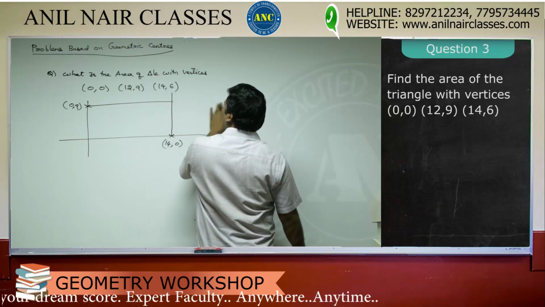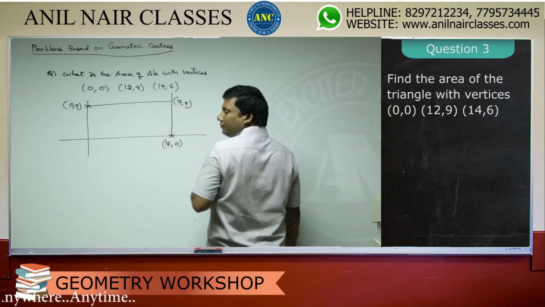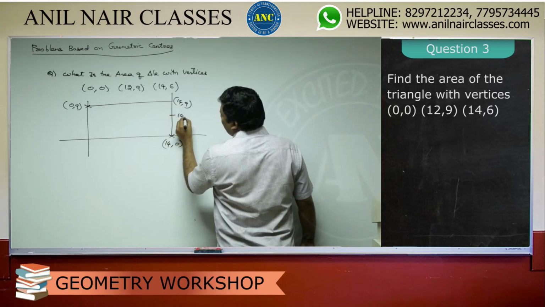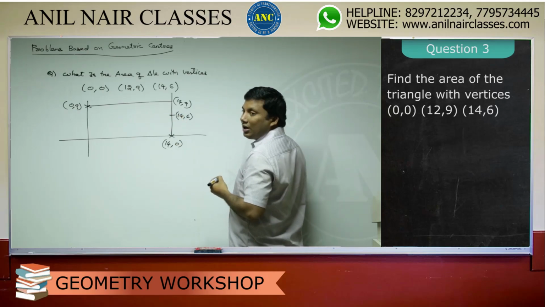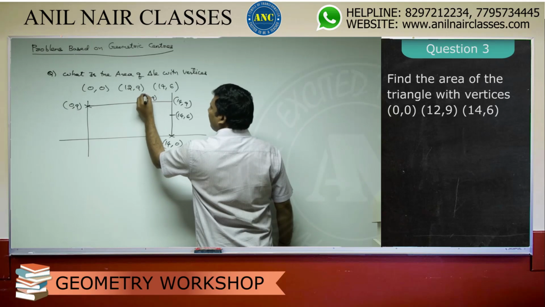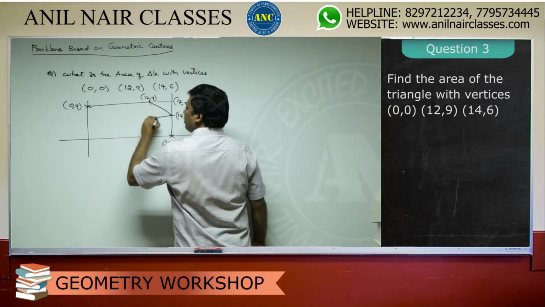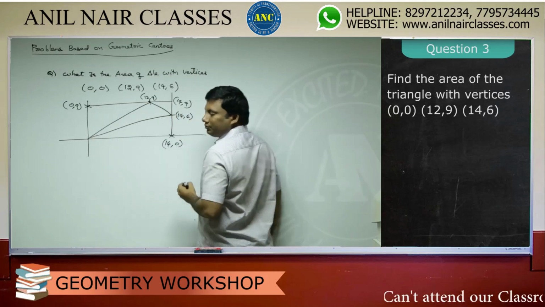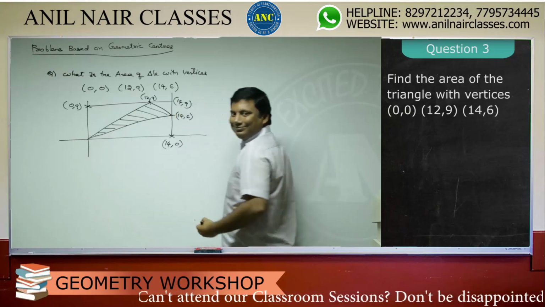Start from here to here. This point will be 14, 9. We require 14, 6, which is 3 units down of 14, 9. We require 12, 9, which is 2 units to the left of 14, 9. Join this to this. Join this to this. This is the area of the triangle which I require.